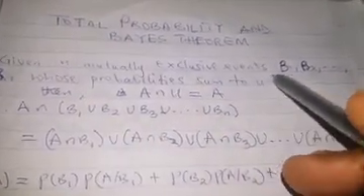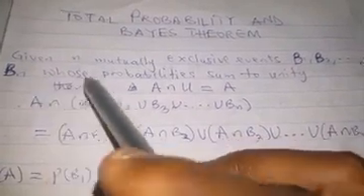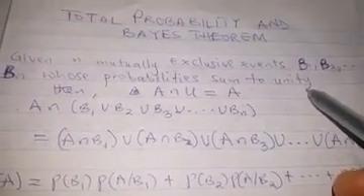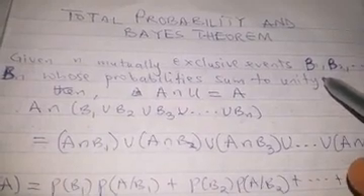Given n mutually exclusive events B1, B2, ..., Bn, whose probabilities sum to unity. Remember, I explained what a mutually exclusive event is in the previous video. These are events that cannot take place at the same time. Then, given any other event A, the probability of A is equal to the probability of B1 times the probability of A given B1, plus the probability of B2 times the probability of A given B2, plus, you keep going until, the probability of Bn times the probability of A given Bn. Okay? So this is a conditional probability, but one that has to do with mutually exclusive events.